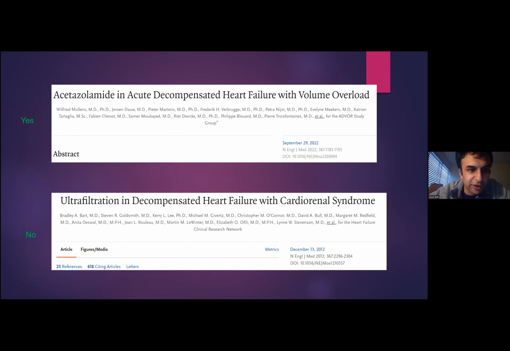These are the papers I'm referring to. Acetazolamide in acute decompensated heart failure, New England Journal of Medicine, September 2022. And then ultrafiltration, I just wanted to point out, is not a good option for diuresis. It's been shown to be inferior to that diuretic algorithm that I described before.